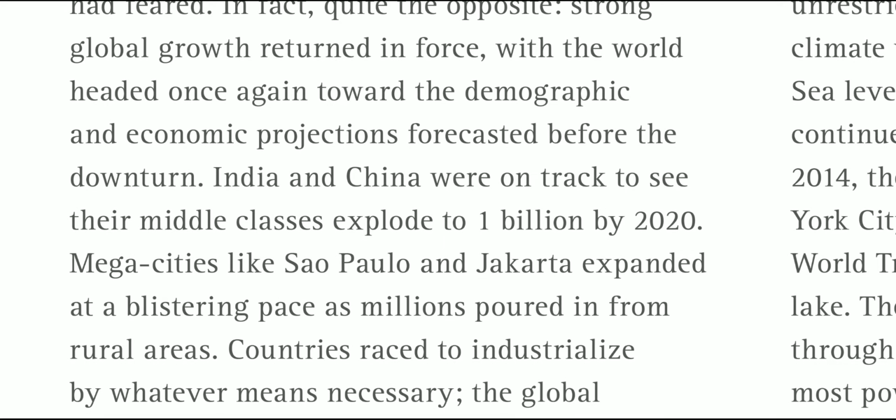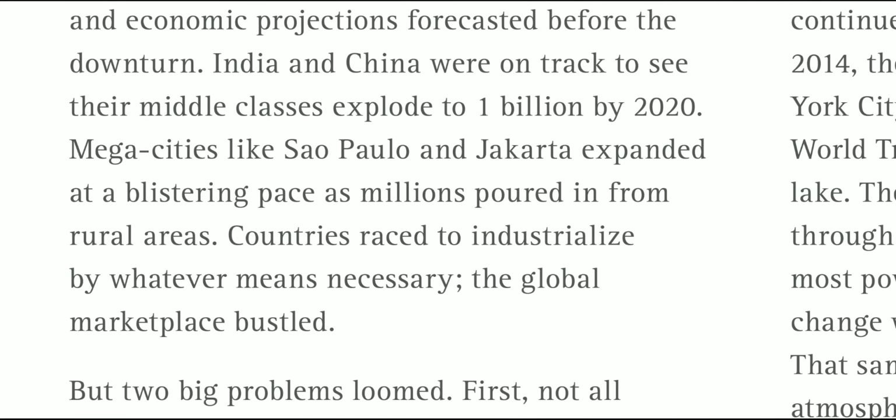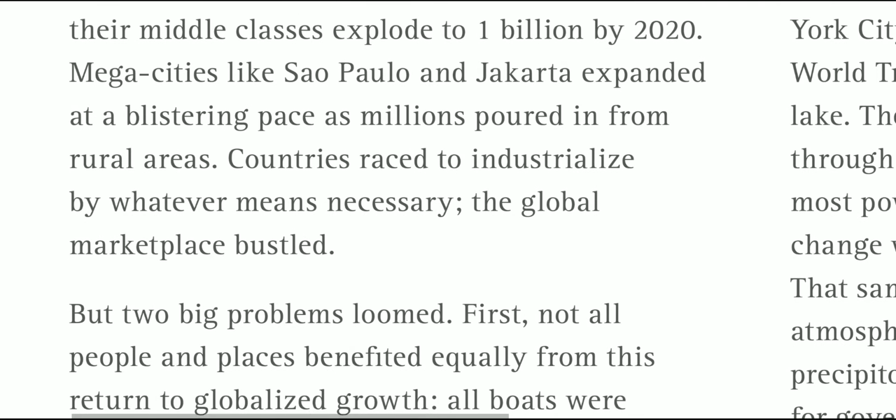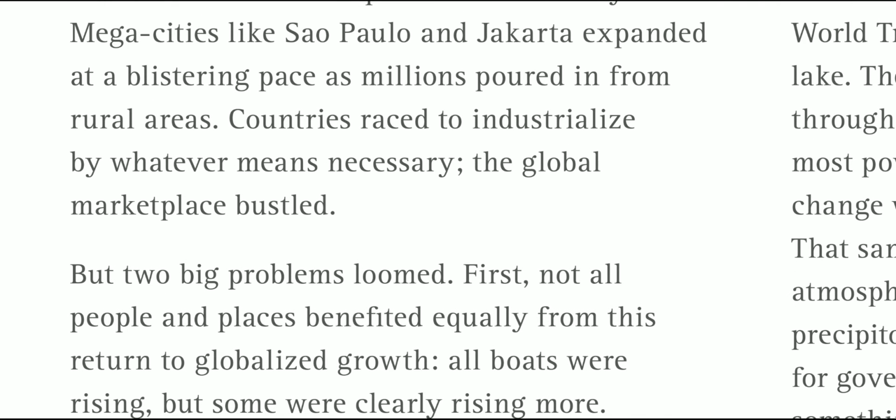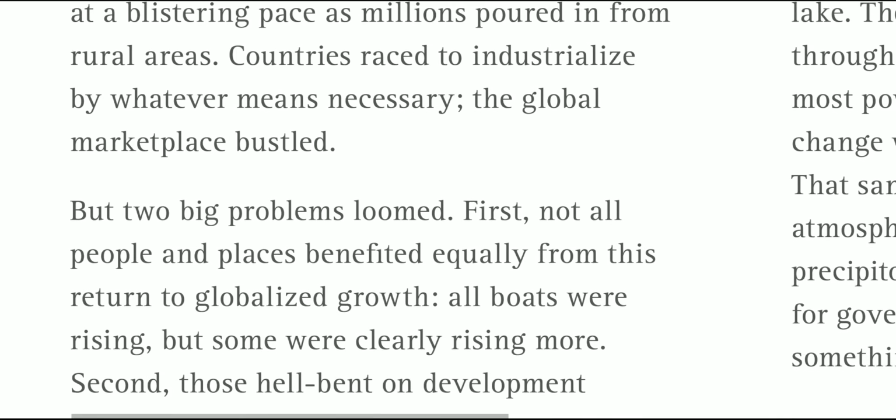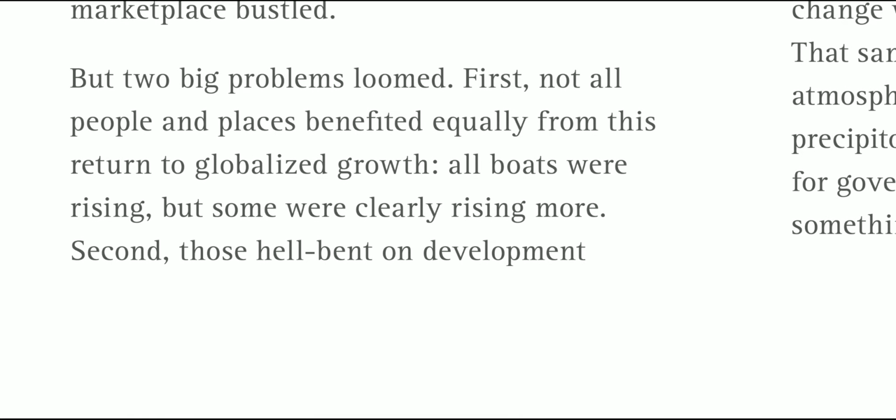Strong global growth returned in force, with the world headed once again toward the demographic and economic projections forecasted before the downturn. India and China were on track to see their middle classes explode to 1 billion by 2020. Megacities like Sao Paulo and Jakarta expanded at a blistering pace as millions poured in from rural areas. Countries raced to industrialize by whatever means necessary. The global marketplace bustled. But two big problems loom.